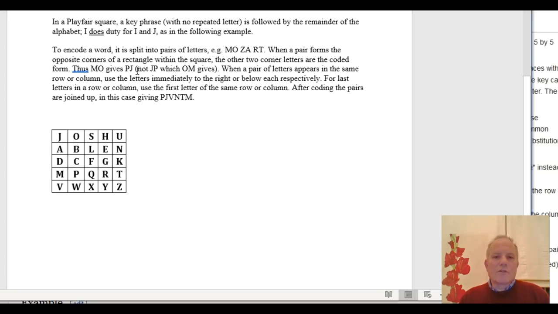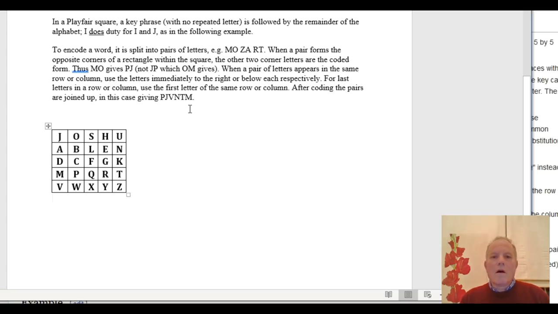And as it says in the instructions, they're always phrased this way, not JP, which OM gives. Now, for the first three or four Playfair puzzles that I did, I didn't honestly know whether that was because you always took the row equivalents first or because you took the nearer of the two first. And it turns out that you always take the row equivalents first. So MO here gives PJ because P is on the same row as M and J is on the same row as O. So again, with ZA, they're on the corners of a rectangle, so they give VN, the other corners.